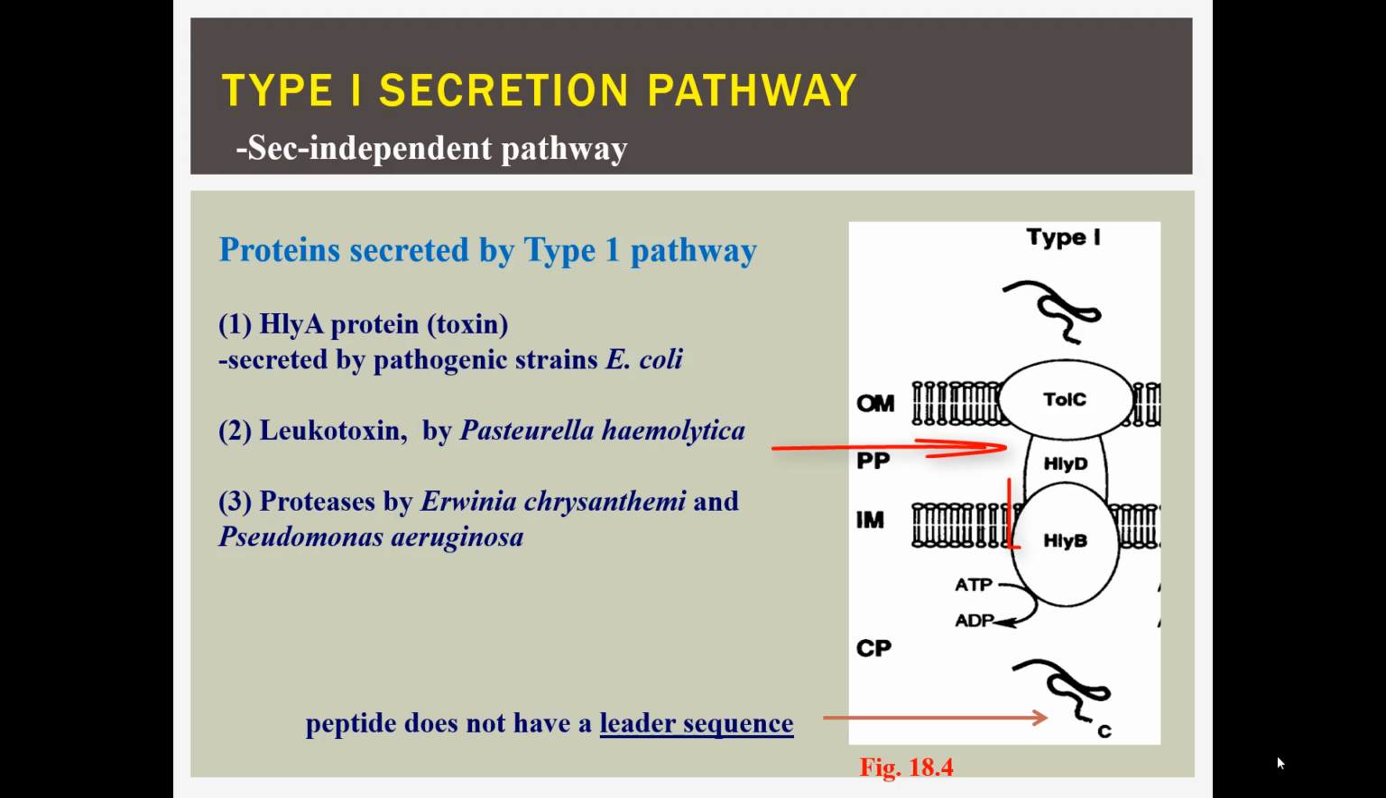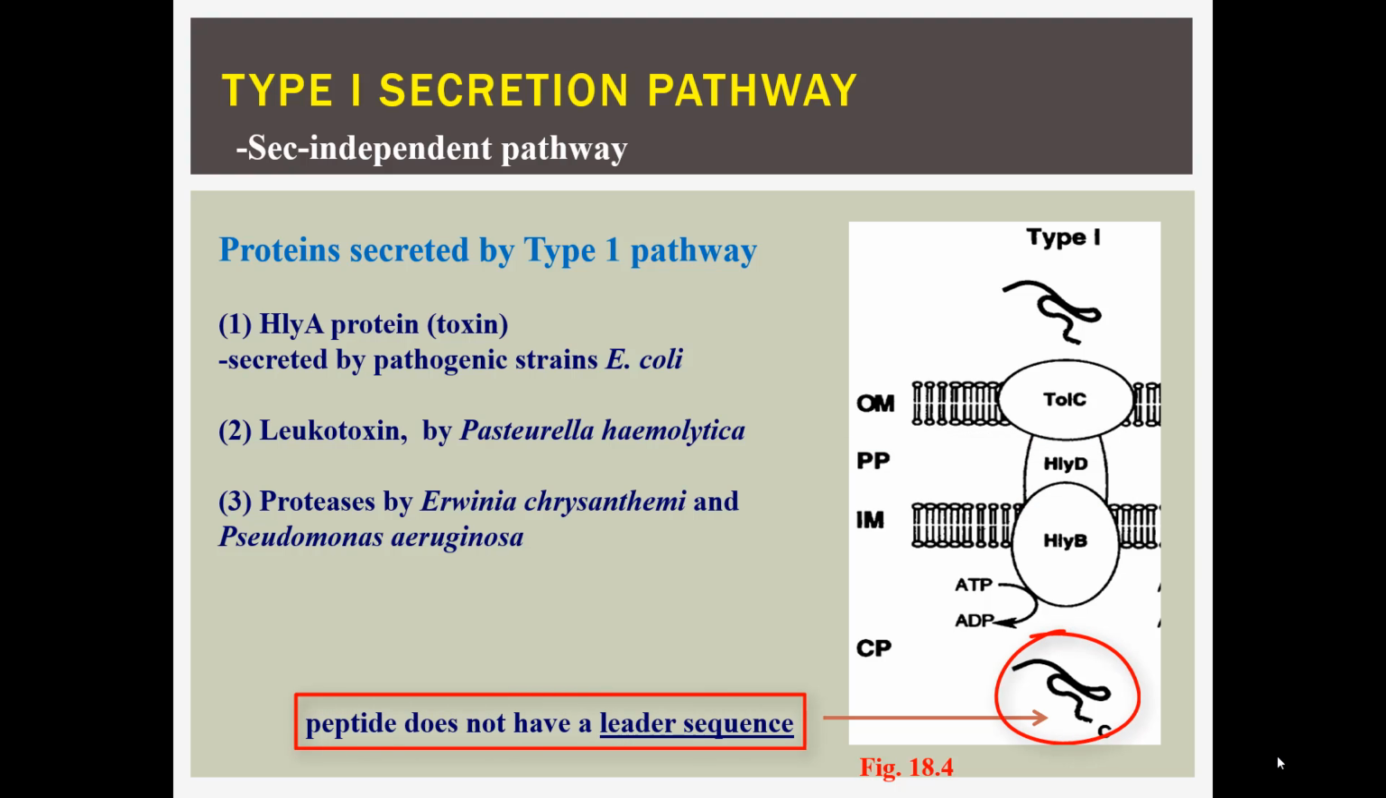One of these is anchored in the inner membrane or plasma membrane and has a periplasmic domain that is believed to connect to the other auxiliary protein and to the outer membrane protein. The peptide does not require a leader sequence and a chaperone to be transported to the membrane. It is directly secreted from the cytoplasm to the outside of the cell without entering the periplasm due to a secretion apparatus, HlyD, that spans the periplasm.